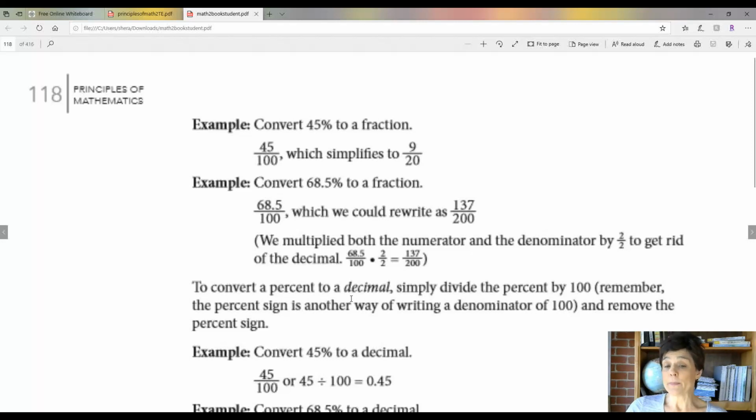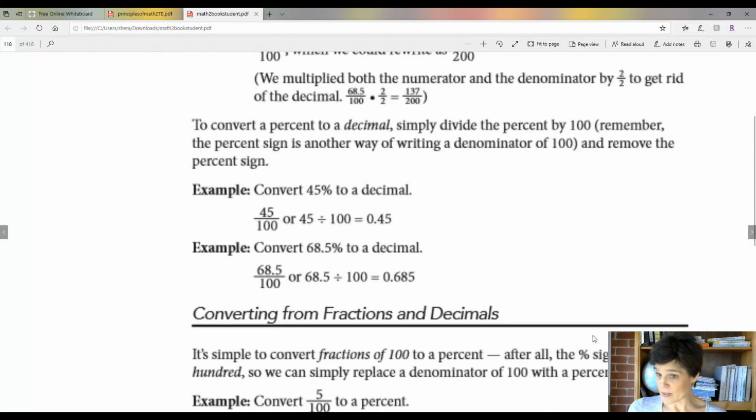Now to convert a percent to a decimal, you divide the percent by 100. But remember, the percent sign is another way of writing the denominator of 100. Remove the percent sign. So we're going to take 45% to a decimal. That's the same as 45 over 100 or 45 divided by 100. If you'll remember, when you divide, the decimal goes left however many zeros there are. We're talking about 100, so it would go left 2 places. So it would be 0.45 or 45 hundredths.